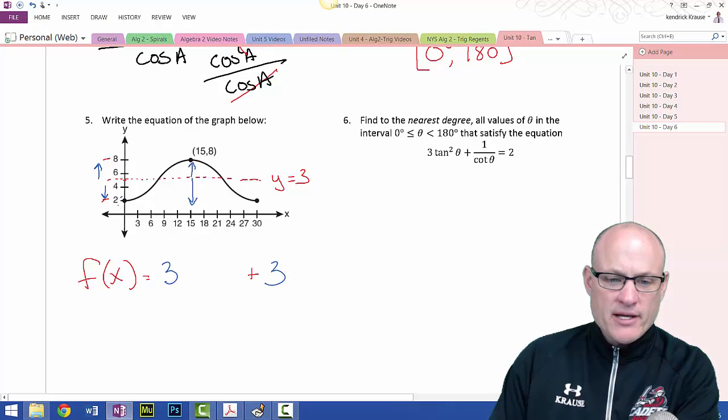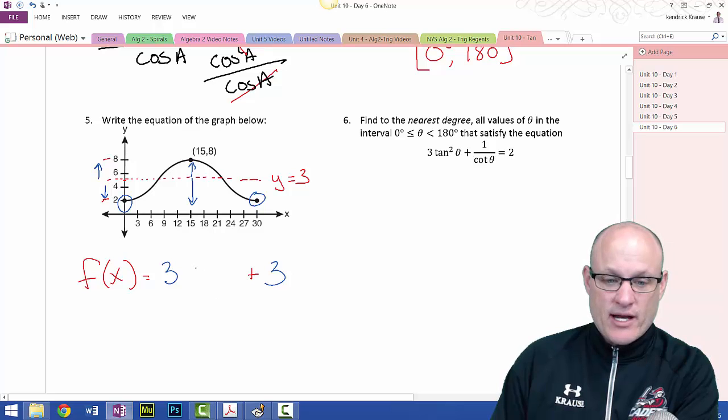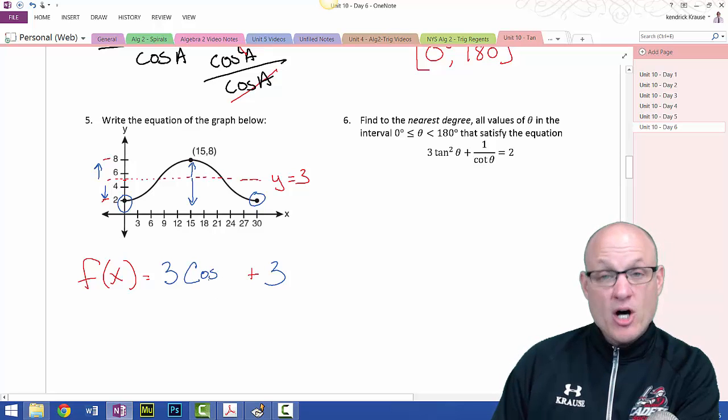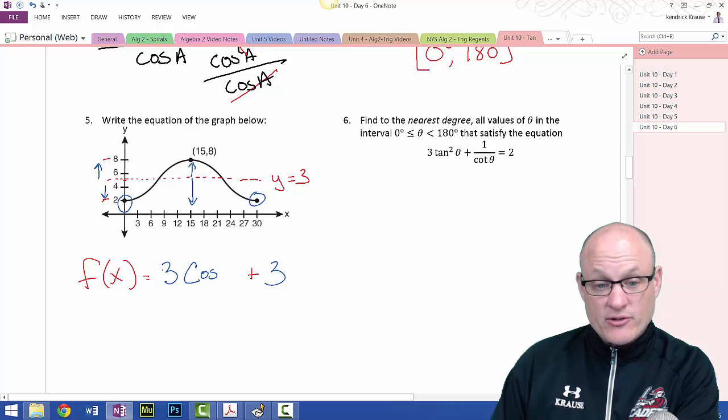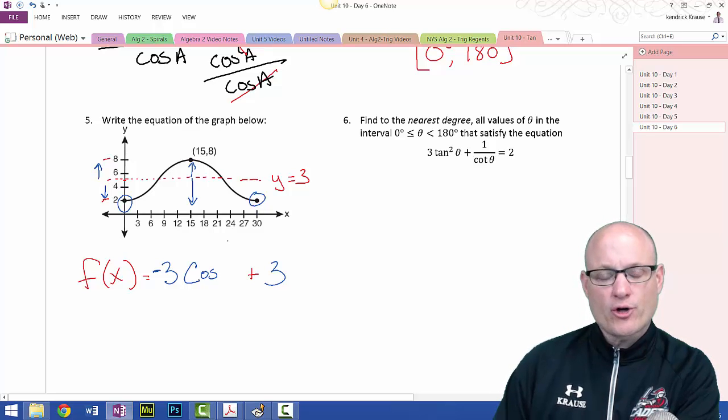But I'm starting at a minimum and I'm ending at a minimum. Well, let's see, starting at minimums and ending at minimums, I know that's cosine. And I also remember that because it starts at a minimum, it has to be a negative cosine. So now we're at negative 3 cosine. Now, how much do I finish in? Oh, man. I finish one curve in 30. So I know that my period is equal to 30.